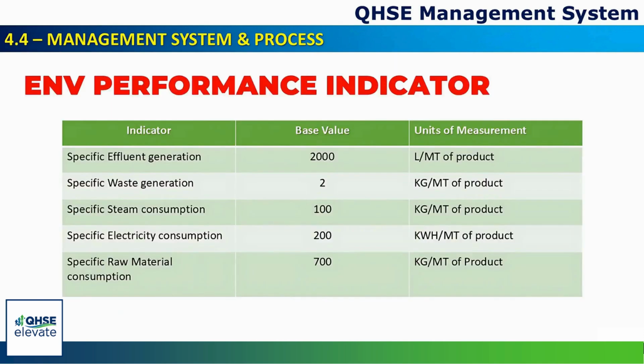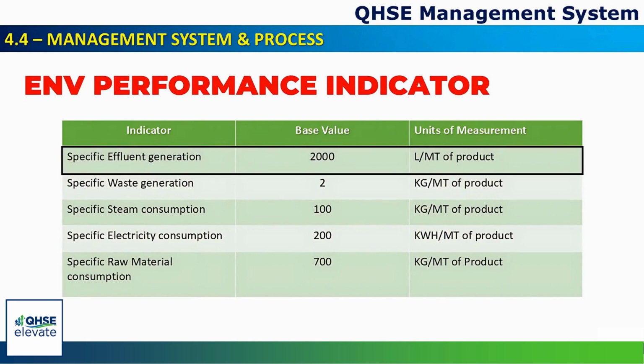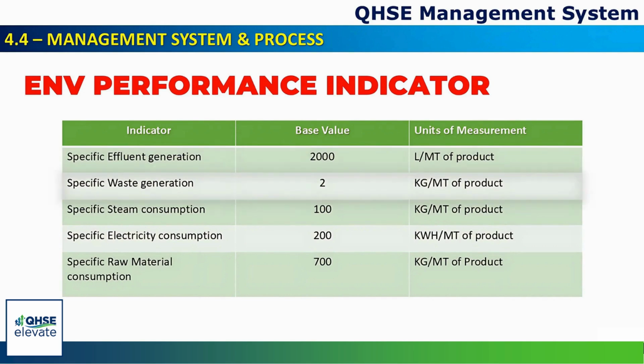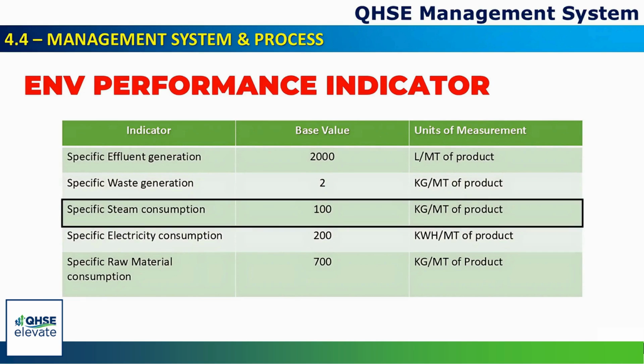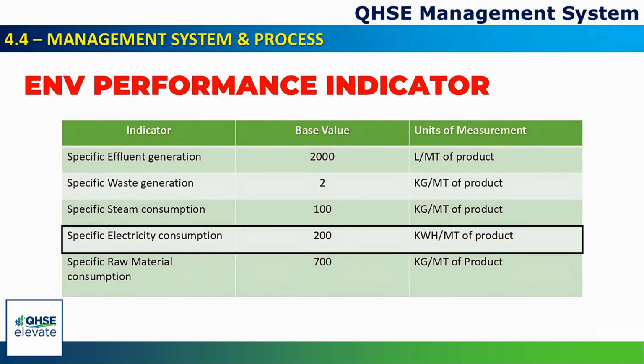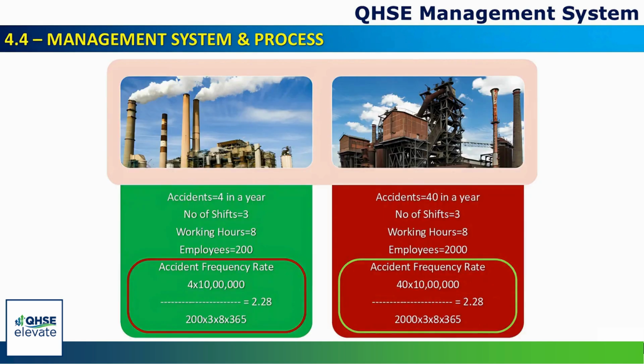These are some examples of environmental performance indicators. Specific effluent generation in liters per unit of product. Specific waste generation in kilograms per unit of product. Specific steam consumption in kilograms per unit of product. Specific electricity consumption in kilowatts per unit of product. The safety performance indicator is also calculated in a similar way.